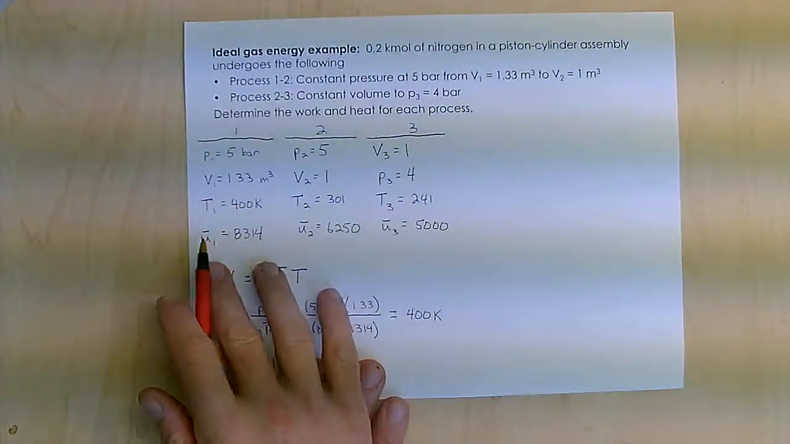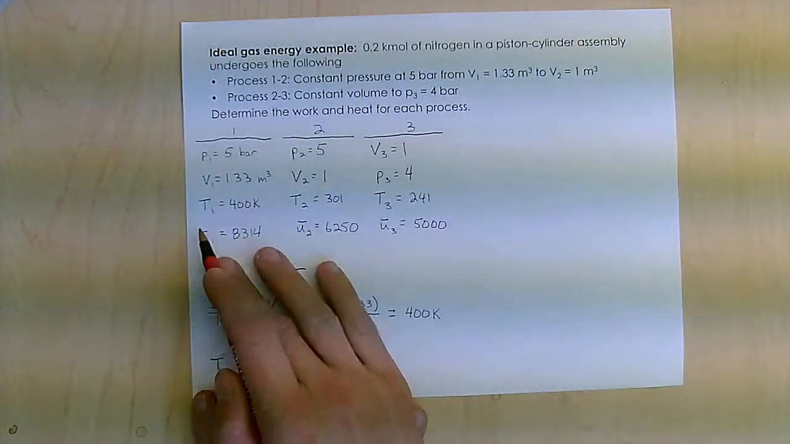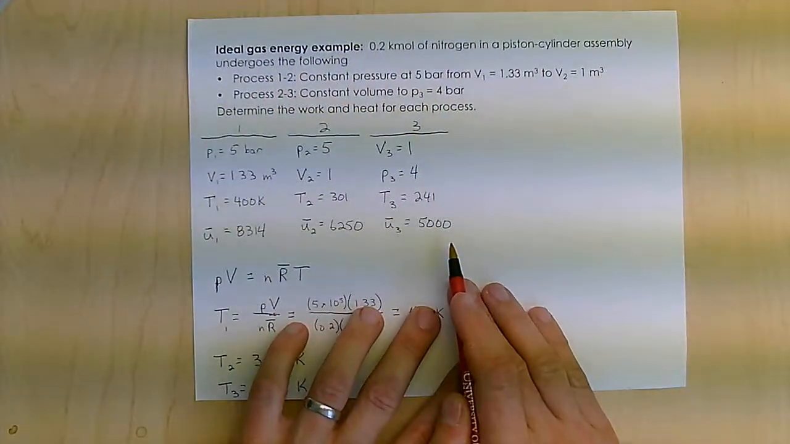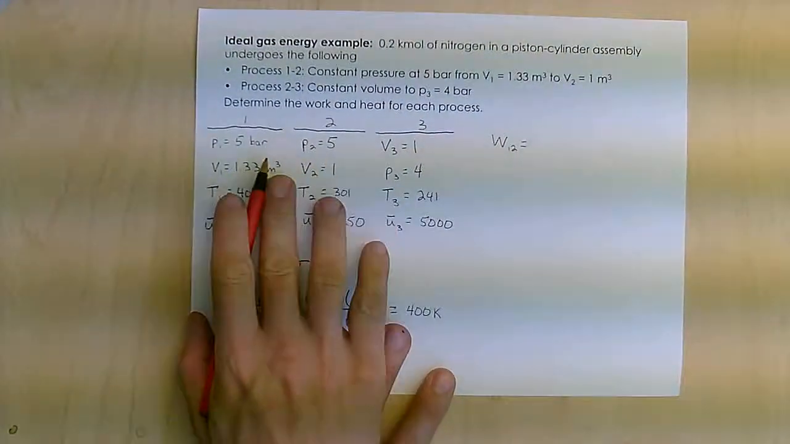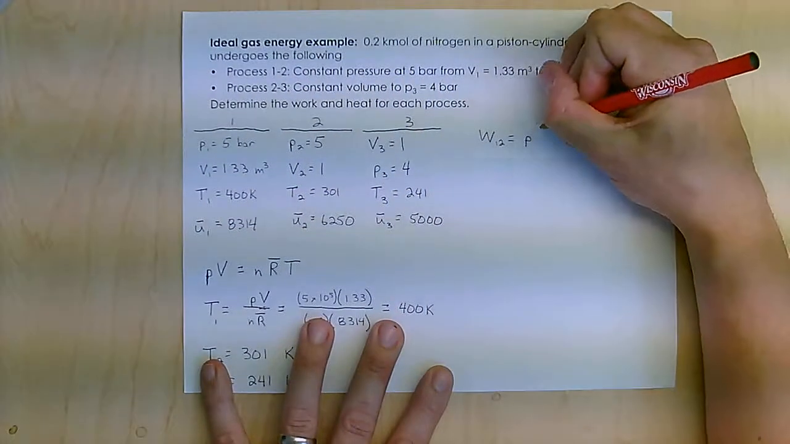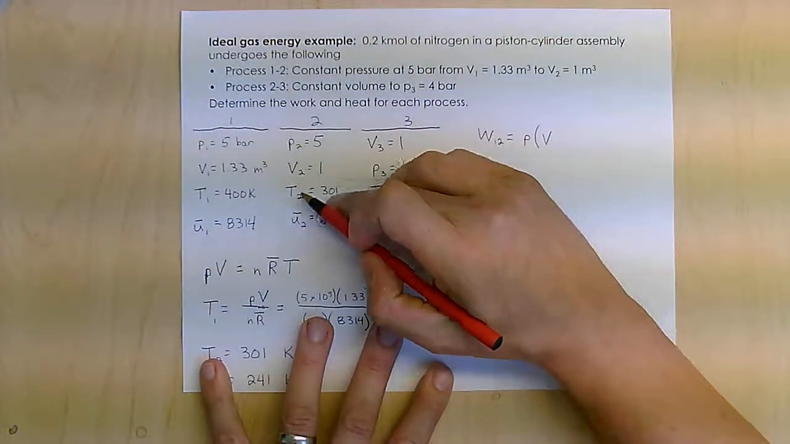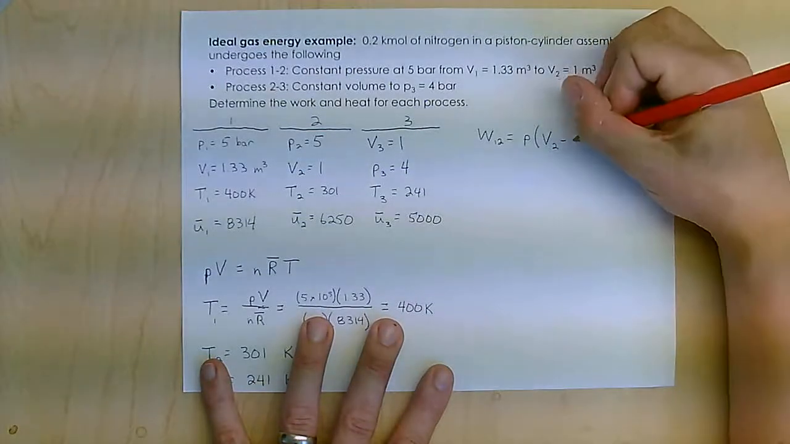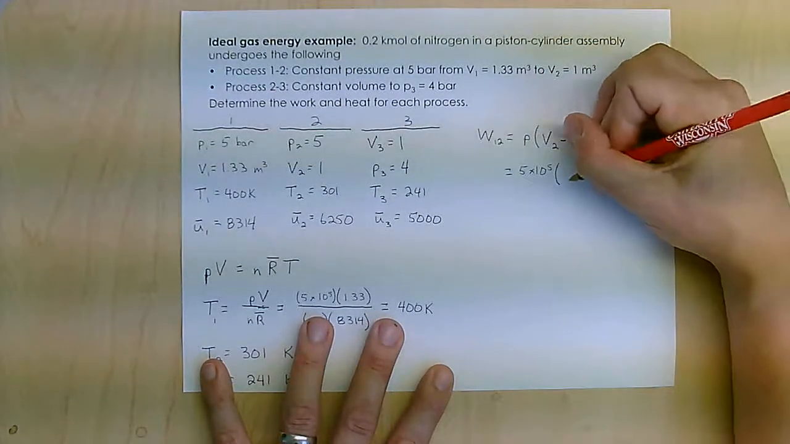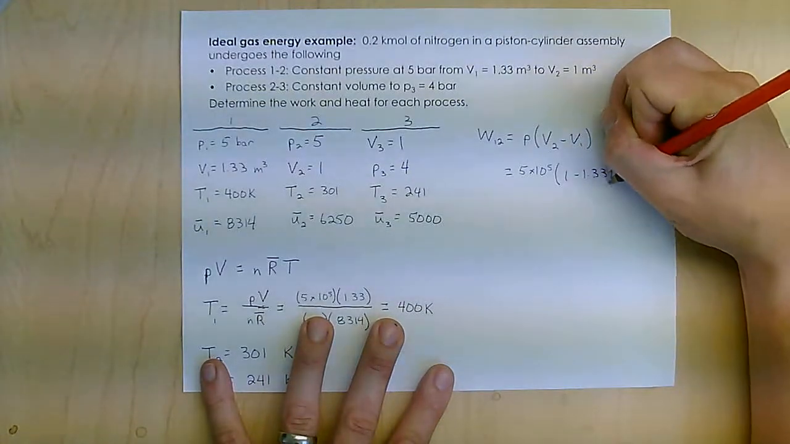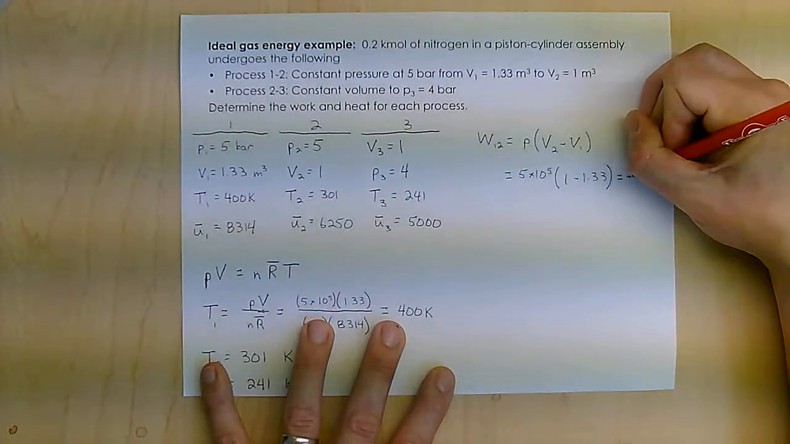Okay, so now I've set my states. Knowing P and V, I was able to find temperature using the ideal gas model. Then I used that table to find U bar. Now, my work: we'll start with work 1 to 2. That's a constant pressure process, so it's just P times V2 minus V1, where P is 5 times 10 to the 5th, V2 is 1 cubic meter minus 1.33. And that gives me the work of negative 165 kilojoules.